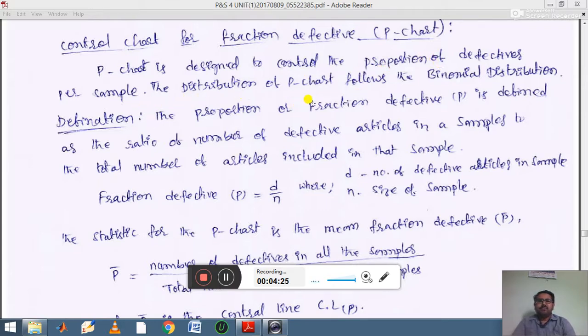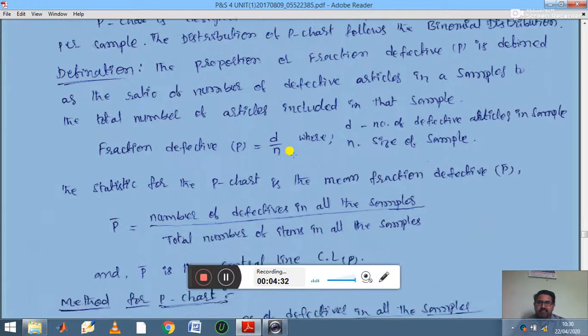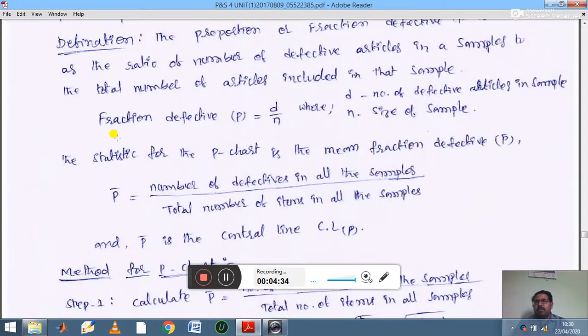The distribution of the P chart follows the binomial distribution. Here you mainly need to remember two major formulas. The P chart formula: fraction defective, P, is calculated by the formula D by N. Here D is the number of defectives in the sample, and N is the size of the sample. So P is equal to D by N.